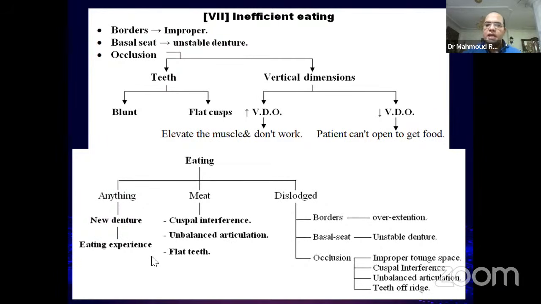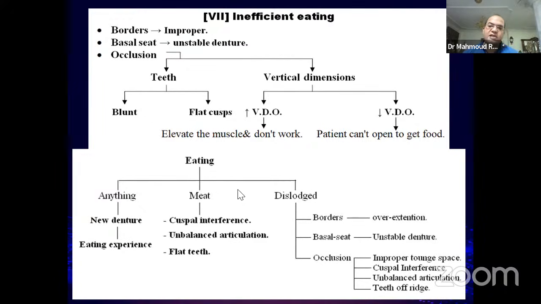During this period, we gain the accommodation, or neuromuscular accommodation, to your denture. So the eating experience here is very important, and you must instruct your patient to eat a small amount of food and eat on both sides, and avoid hard and sticky food in the first period after delivery.